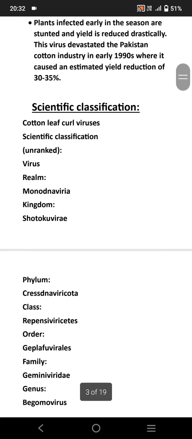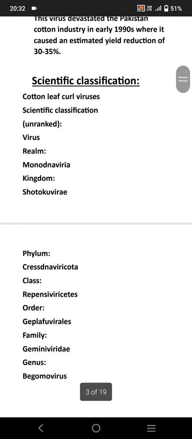Scientific classification of cotton leaf curl viruses. Realm Monodnaviria, Kingdom Shotokuvirae, Phylum Cressdnaviricota, Class Repensiviricetes, Order Geplafuvirales, Family Geminiviridae, and genus Begomovirus.